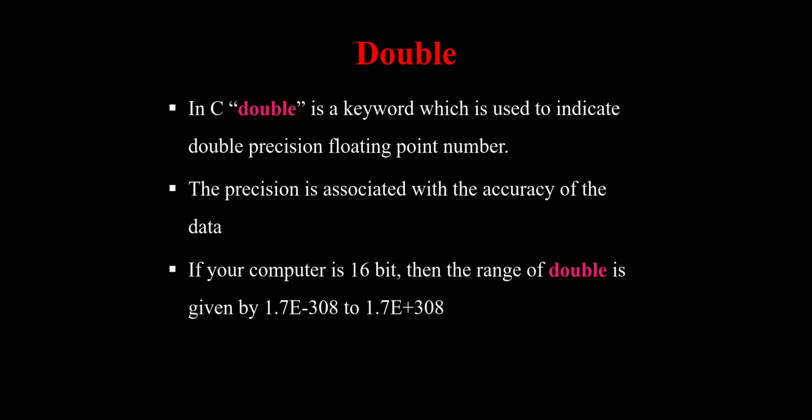If your computer is 16 bit, then the range of double is given by 1.7e-308 to 1.7e+308. This is the range of double precision. These ranges all depend upon the machine. For a 16 bit computer, the range is this.